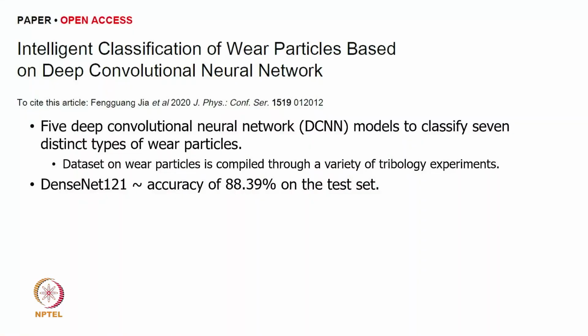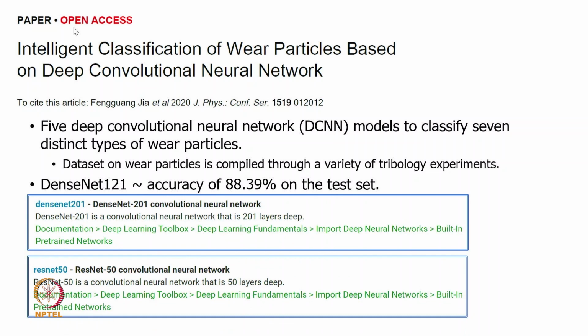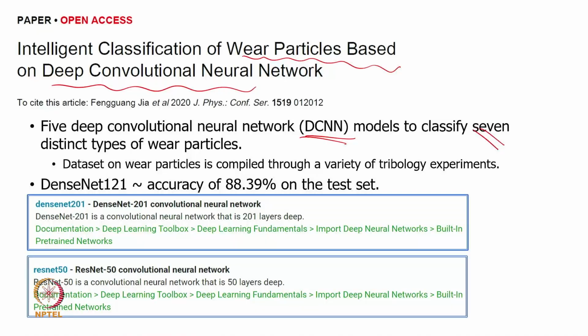Now the last one, I'm just trying to give an article which is published particularly for wear-based particles, and they use a DCNN, that's a deep convolutional neural network. That's what has been shown, a DCNN. They use 5 pre-trained models to classify into 7 categories. Some authors gave 3 categories, 4 categories. We did 5 categories last time. Now this is 7 categories, and they got an accuracy of 88.39%, and they used something like DenseNet 121. I checked in MATLAB.